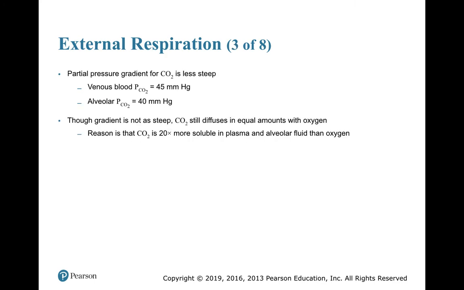Partial pressure for carbon dioxide is not as great. In venous blood, it's about 45 millimeters of mercury. In the alveolar, where we want it to be, it's 40 millimeters of mercury. So it's not as steep a gradient, but carbon dioxide is 20 times more soluble in plasma than it is in the fluid of the alveoli. So that solubility is going to help move the CO2 where we want it to be.